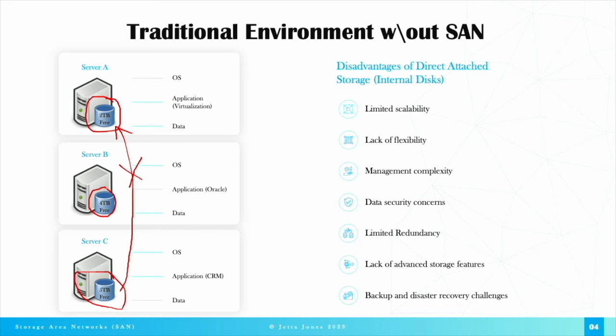Data security concerns. Well, security is always a concern. I don't care if you're using DAS, SAN, NAS, or object storage, cybersecurity is always a multi-layered approach, meaning you have to use multiple tools and processes to make sure your environment is secure. But in a SAN environment, remember, you're offloading your data to a separate network, and that SAN has way more advanced capabilities and features. So you don't have your operating system and your application and all of your data located on the same device. That gives you a little bit of security, but keep in mind, security is a multi-layered approach. And then limited redundancy.